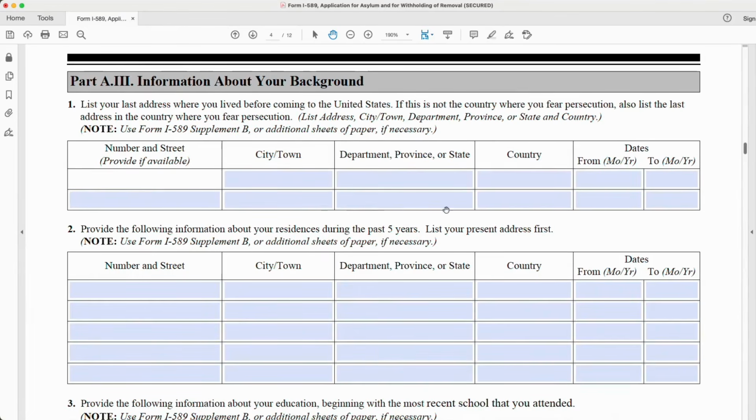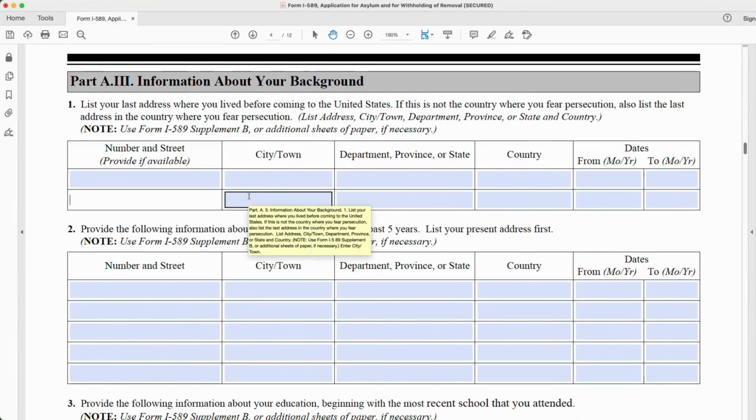Write the date you began living there, where it says from, and the date that you left there, where it says to. For these dates, you can write only the month and the year. If that address is not in your country of origin, then in addition to the last address where you lived before coming to the U.S., also provide information about your last address in your country of origin.